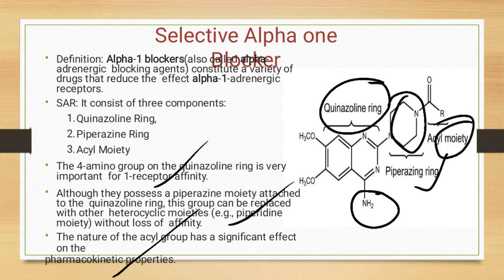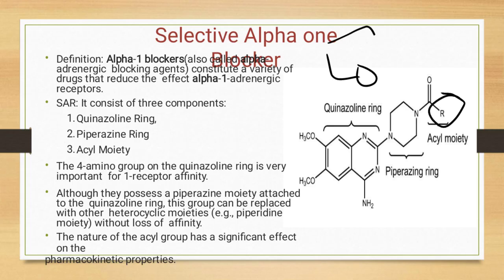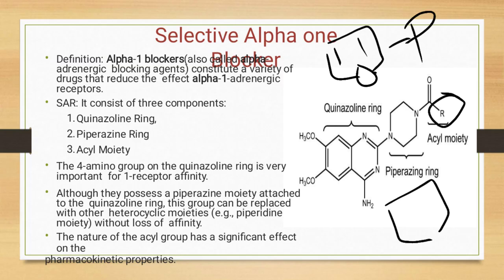In that, prazosin, terazosin and doxazosin are the examples. In prazosin, all the structure is the same, only this R group is replaced by furan. Then it becomes prazosin. If this R group is replaced by tetrahydrofuran, the drug becomes terazosin.